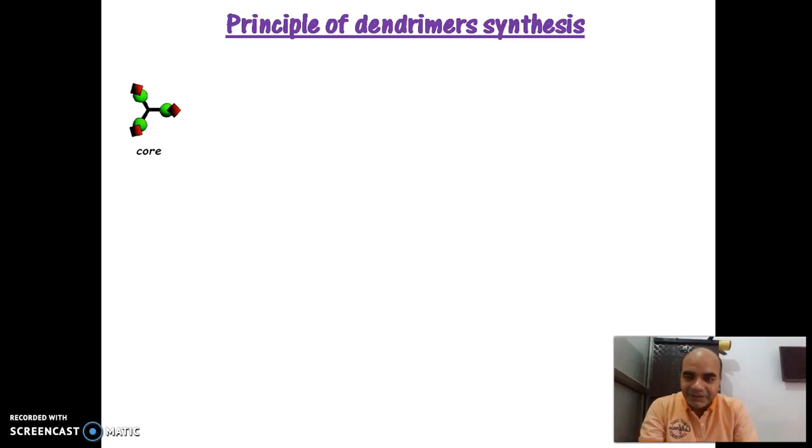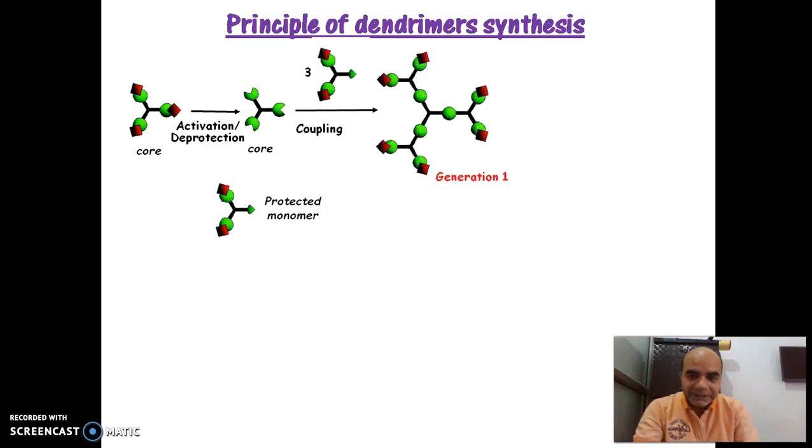See, we have the core, and now we have to activate the core by attaching some activating group at the surface. So if the core has 3 branches, we activate the 3 branches by activating groups, and then we do the coupling of another group on each of the 3 branches to get the generation 1 dendrimer having 6 branches. Now see, in generation 1 the number of branches is doubled from the core. Here in the core we have 3 branches, but in generation 1 we have 6 branches.